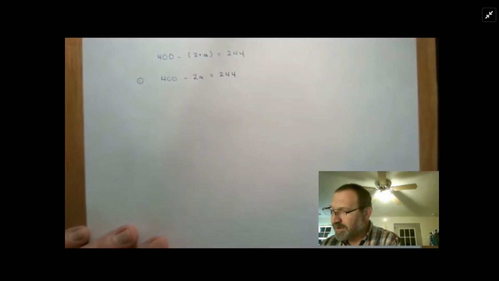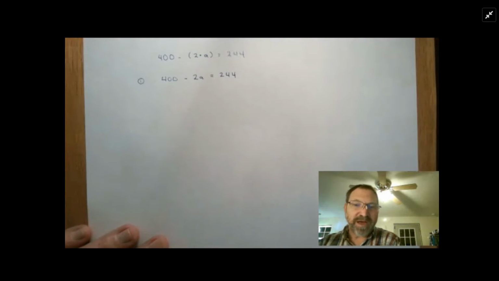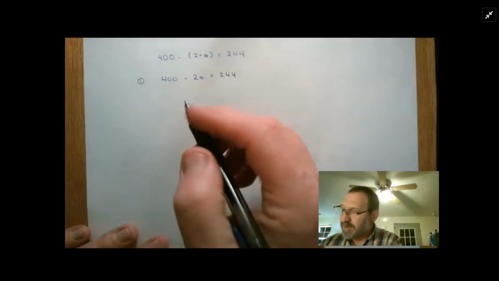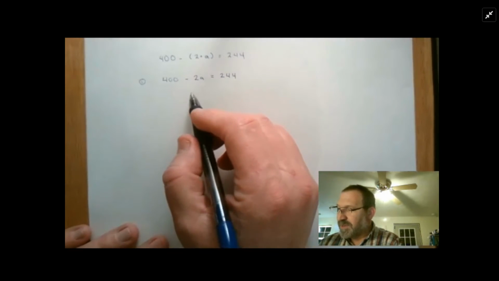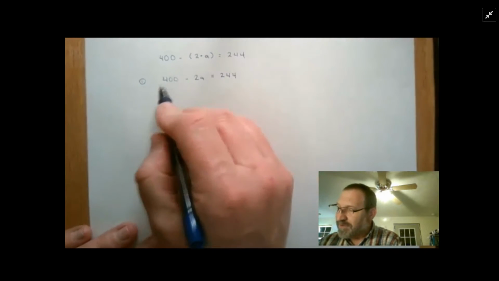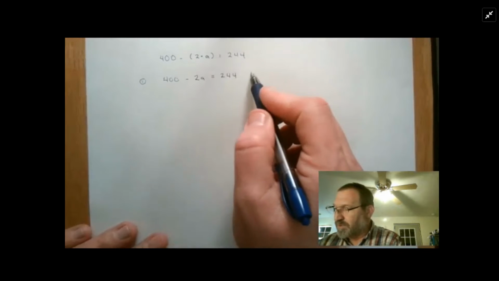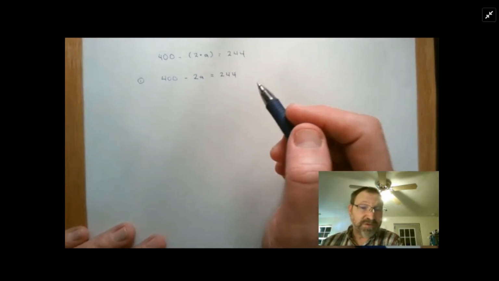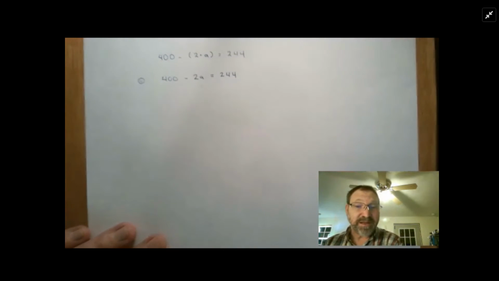As with most math problems, at least in pre-algebra, I'm trying to get the letters on one side and the numbers on the other. Normally, when you look at the problem, you try to figure out which one is going to make it the most manageable. In this case, I could easily subtract 400 from both sides, but the problem is then I've got two negative numbers, and that really intimidates a lot of students.